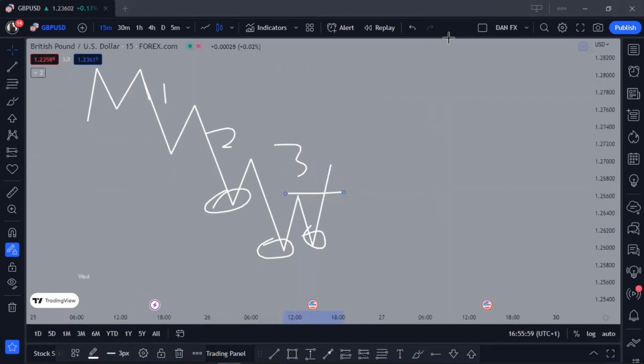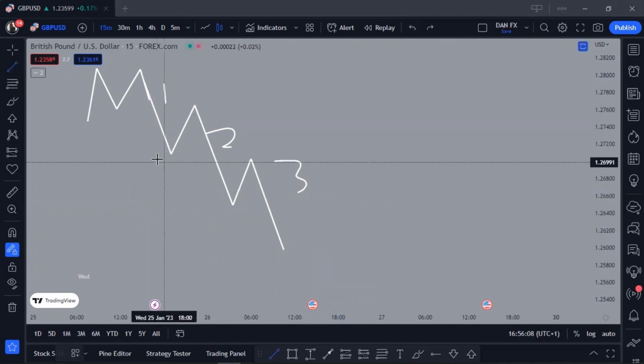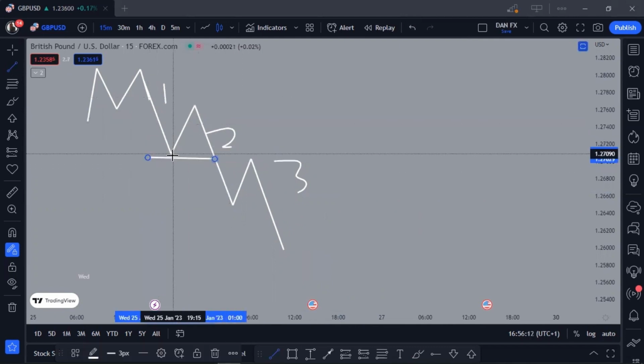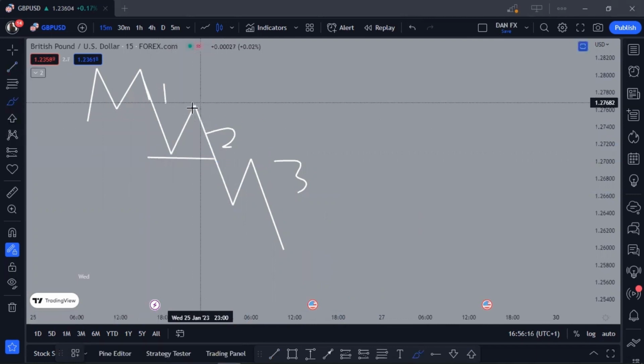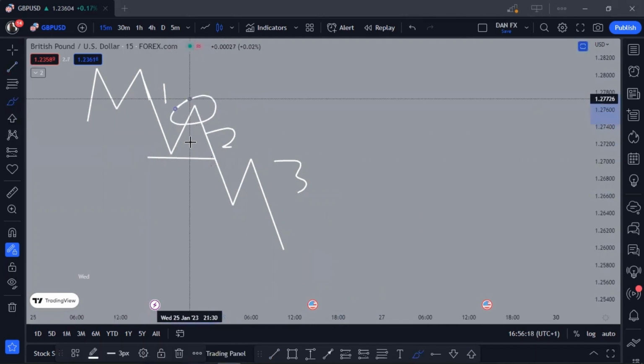All right, now for each day to be considered a level or a complete day, it has to take out the previous day's low. So that will be break of structure, right? So when they take out this low, this high is confirmed. This high has been confirmed that yes, this is the high. So it breaks the low and then continues down.